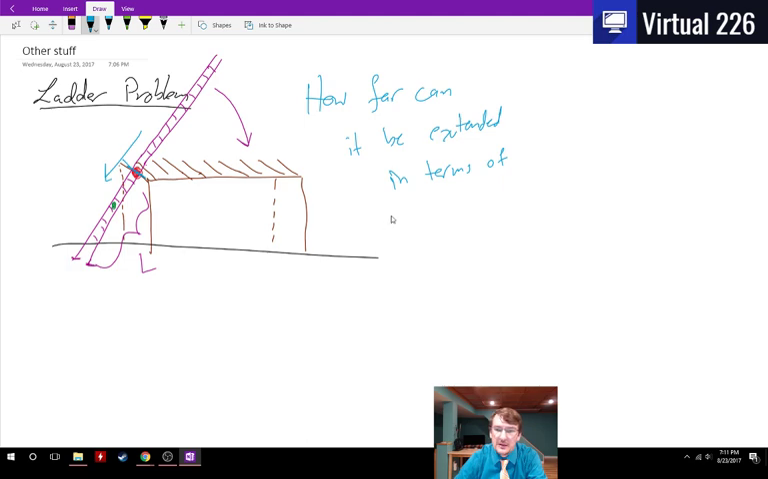I will say L for the length of the ladder, m for the mass of the man, and then big M for the mass of the ladder or something like that.